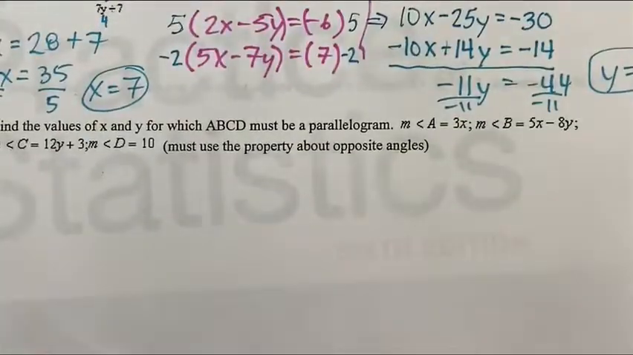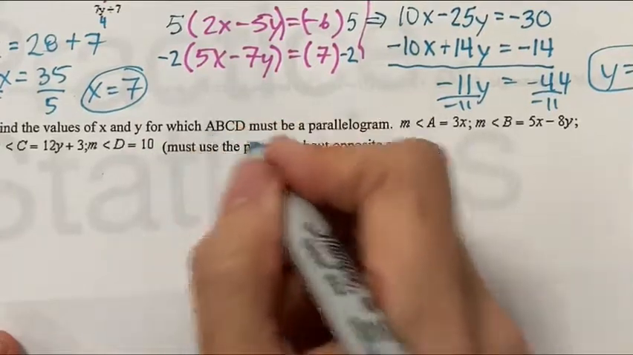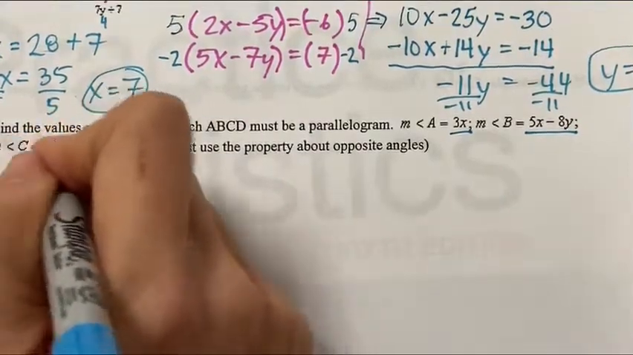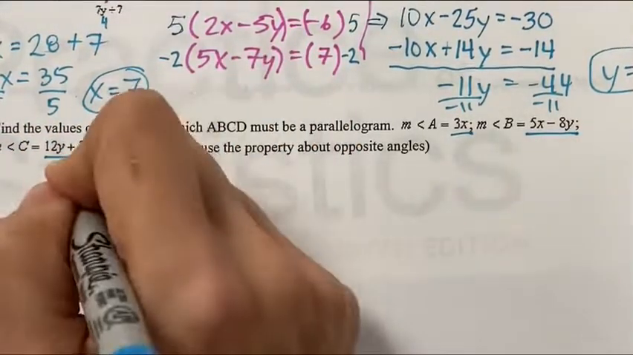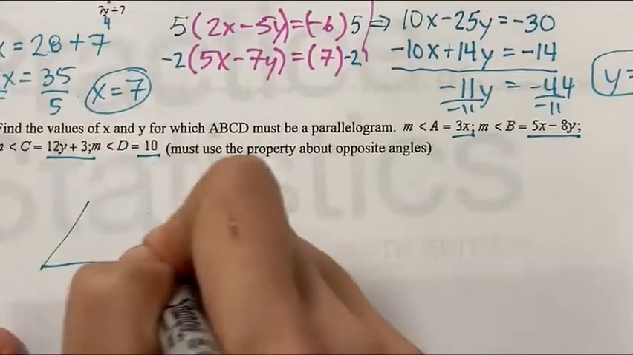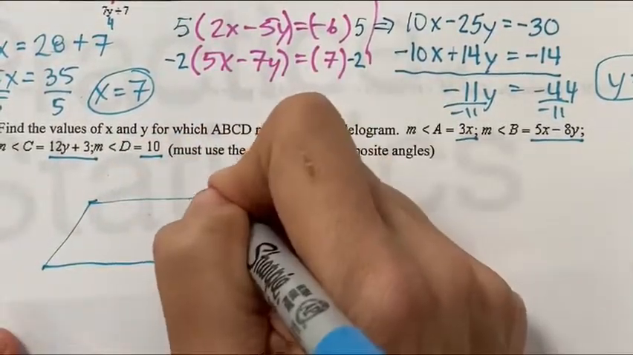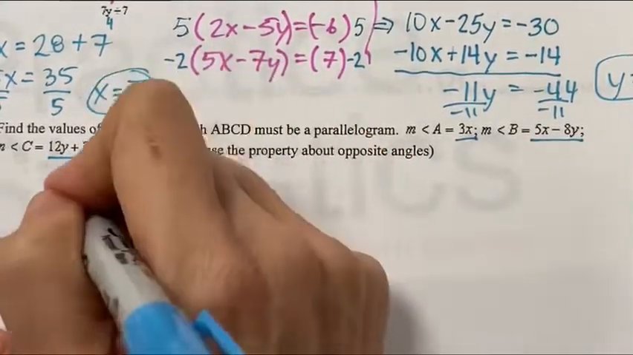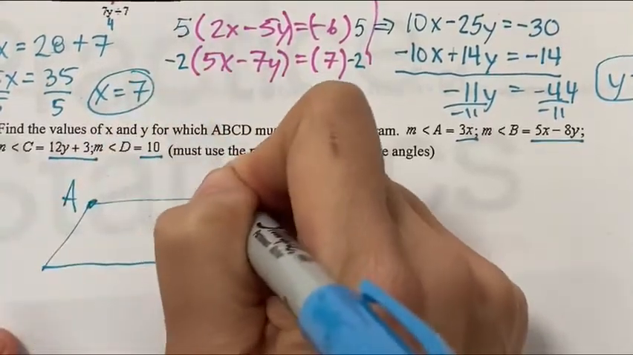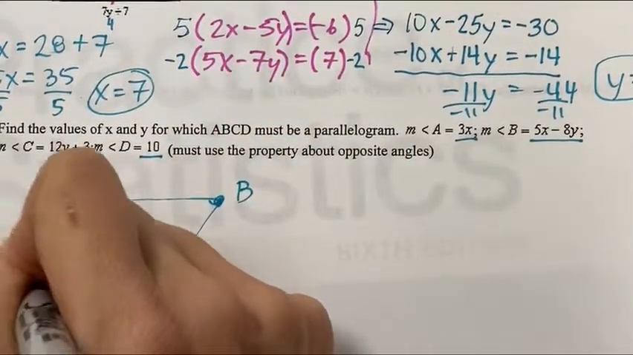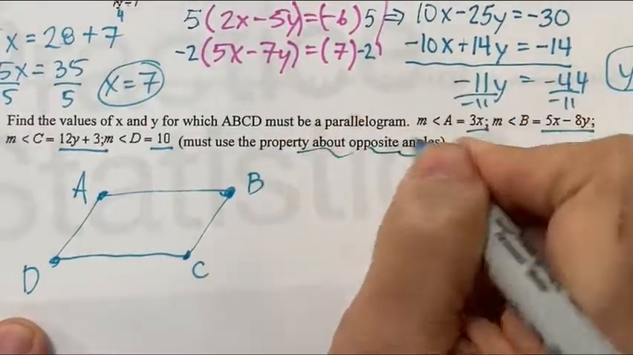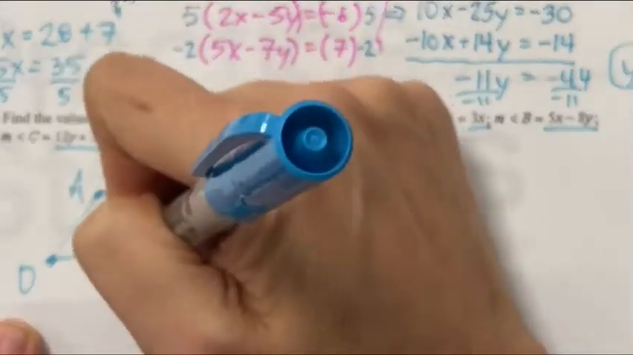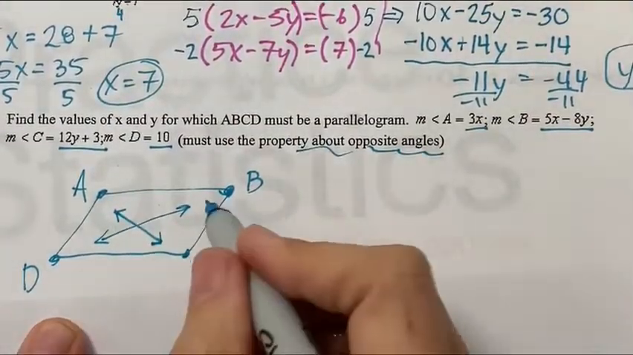All right, let's get to the last one. What are the values of x and y if A, B, C, D is a parallelogram? A is 3x, B is 5x minus 8, C is 2y plus 3, and D is 8y. Okay, so I'll just start with A, B, C, D. This isn't to scale, but it says we must use the opposite angle property. So we know that these angles are equal and these angles are equal. So let's set those equal and solve.